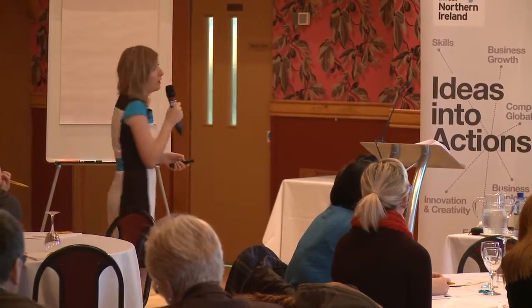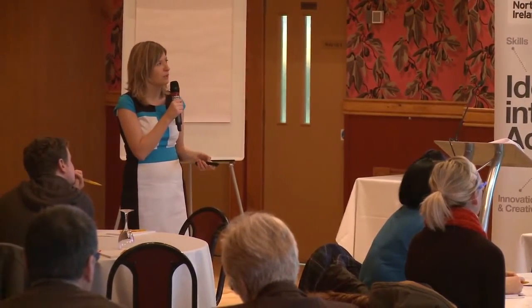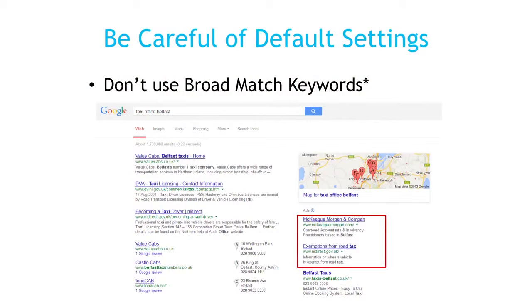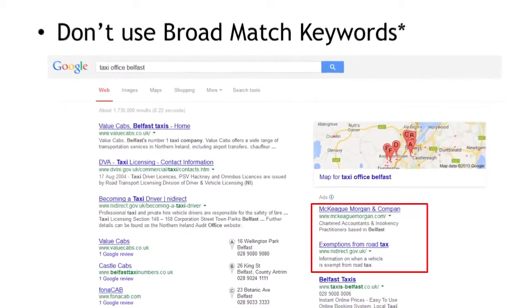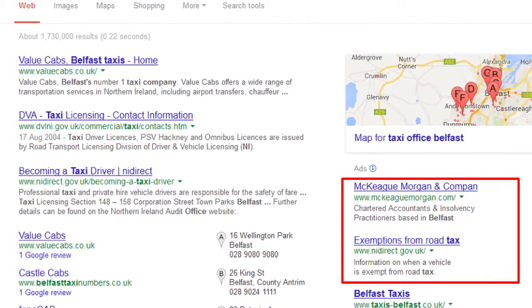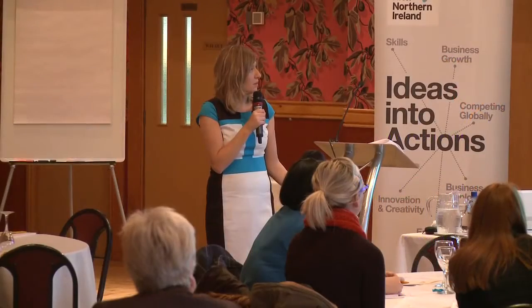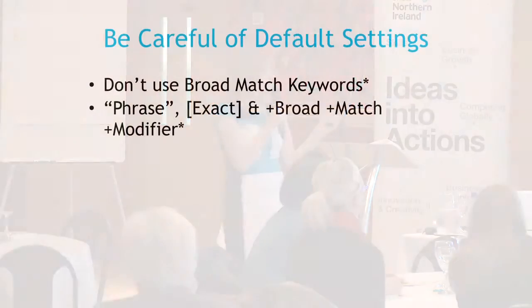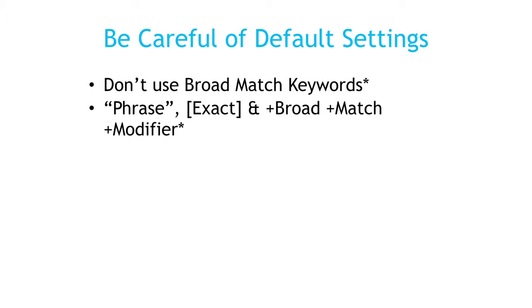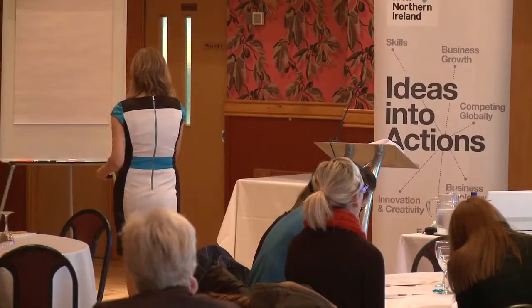So there are a few different match types. Oh, I'll first show you an example. So this is an example I just came across when I was looking online there, where these two ads here, if you can see them, they have keywords in their account to do with tax, but it's actually expanded out to taxi office Belfast. That's from use of broad match keywords, and that's where they're wasting money, and that's also why they're on the right-hand side, because they're not related enough. So these are the different match types you can use to actually restrict your traffic with AdWords. And I'll show you here.